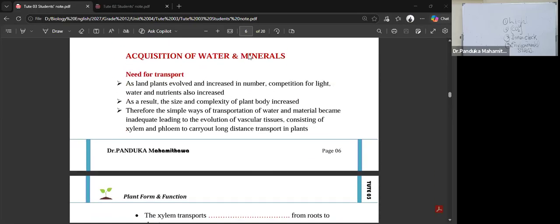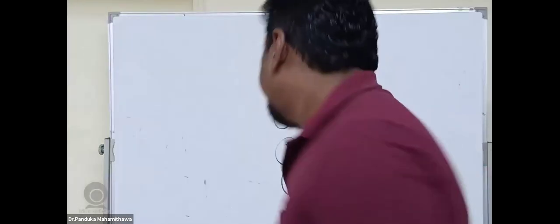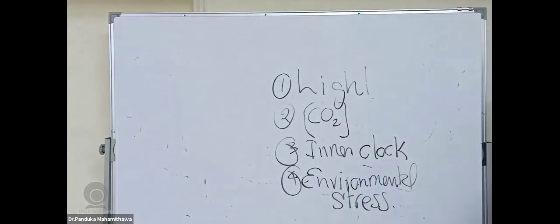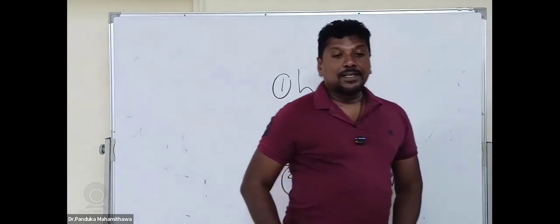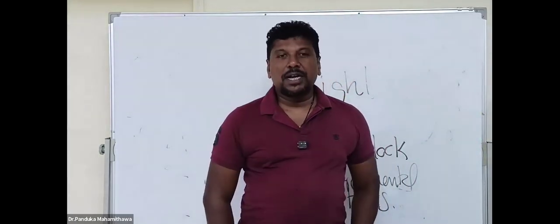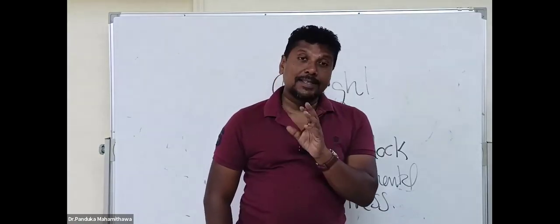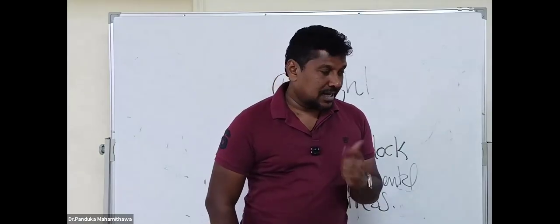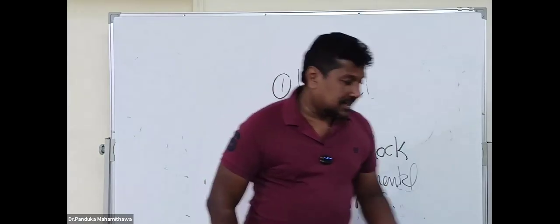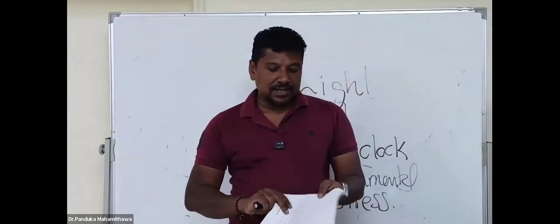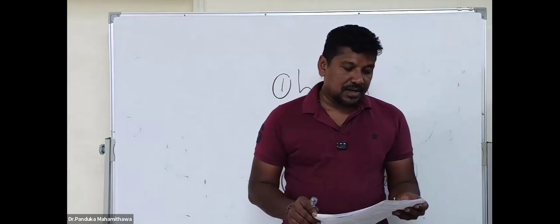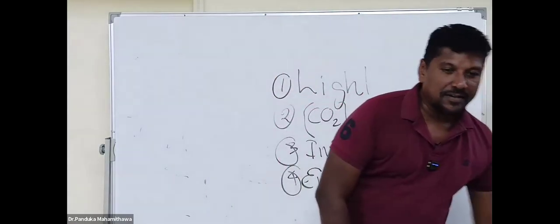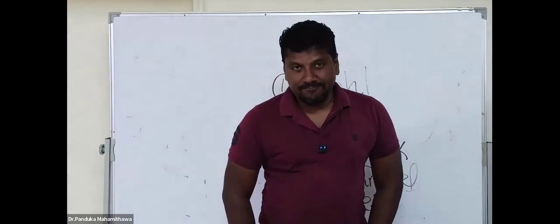Okay, right. Now we discussed gas exchange, the structure of the stomata, opening and closing of the stomata, the mechanism behind that, and the factors affecting the opening and the closing of the stomata. Right. So we have to discuss the acquisition of water and minerals, the methods of water transport and the water potential. So that we'll cover in the next class, right?